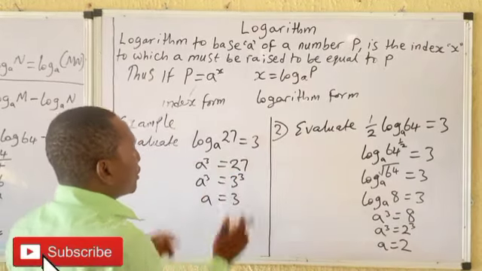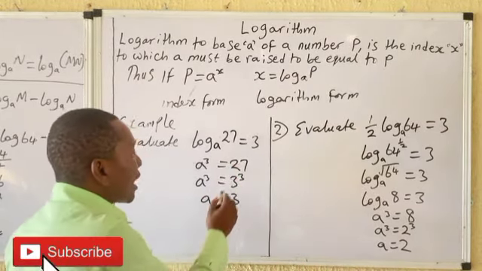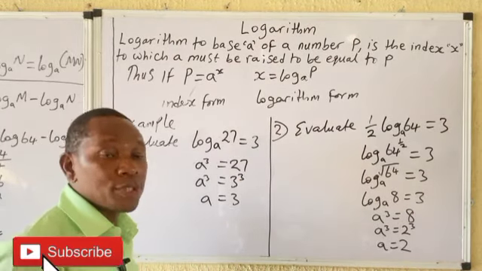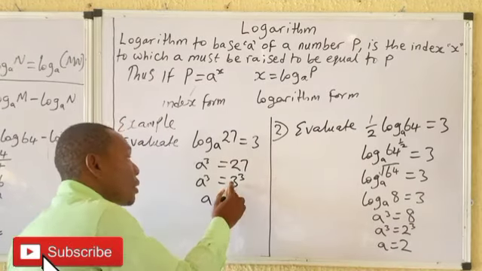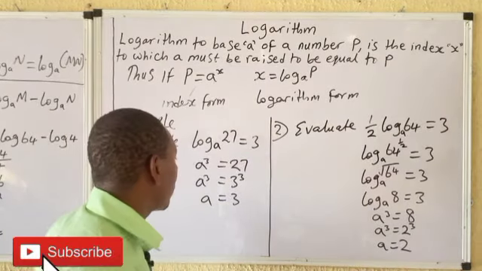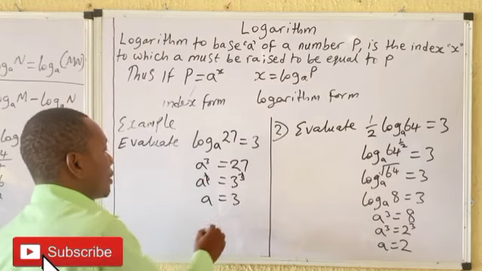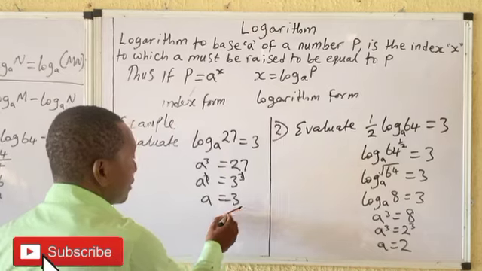Once I convert it to the index form, how do I go from there? 27 is the same thing as 3 raised to power 3. Remember, 3 raised to power 3 is 3 times 3 is 9, 3 times 3 again is 27. So 3 raised to power 3 is the same thing as 27. And once you have gotten this, what do I need to do? This cancels out this. So A is equal to 3. That is the simple answer.